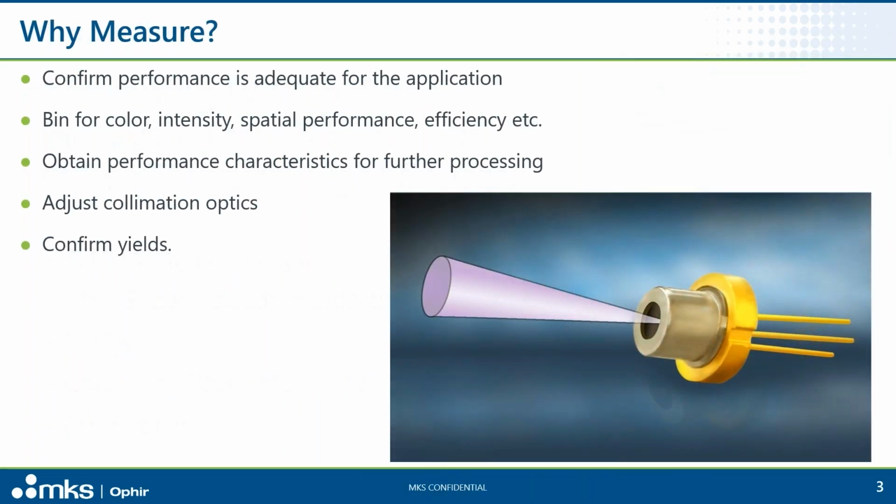To confirm performance is adequate for the application, to bin for color, intensity, spatial performance, and efficiency are all reasons to measure these light sources. The idea is to obtain performance characteristics for further processing, to adjust collimation optics, and to confirm yields.